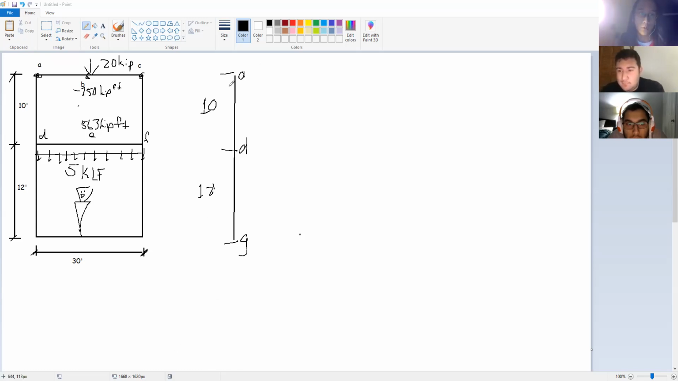So this is going to be a reaction force of 10 kips, because it's 20 kips right there in the middle. 10 kips. We also have a reaction force right here, and that's going to be 75 kips, because 5 KLF times 30 feet is 150. Divide that by 2, 75 kips.